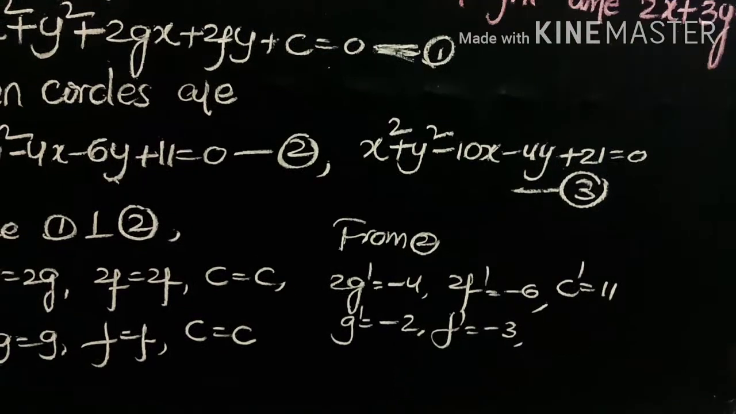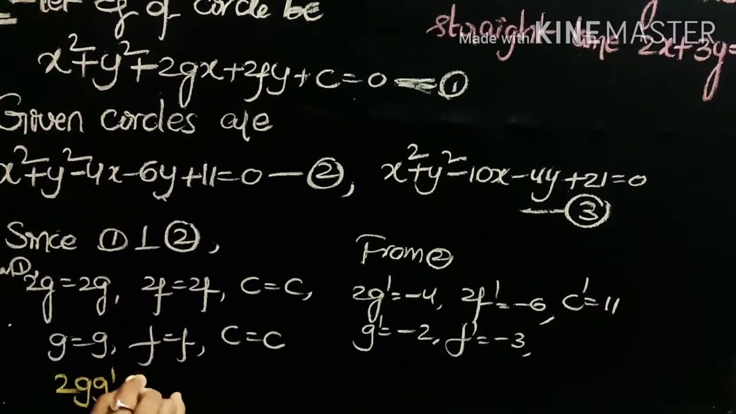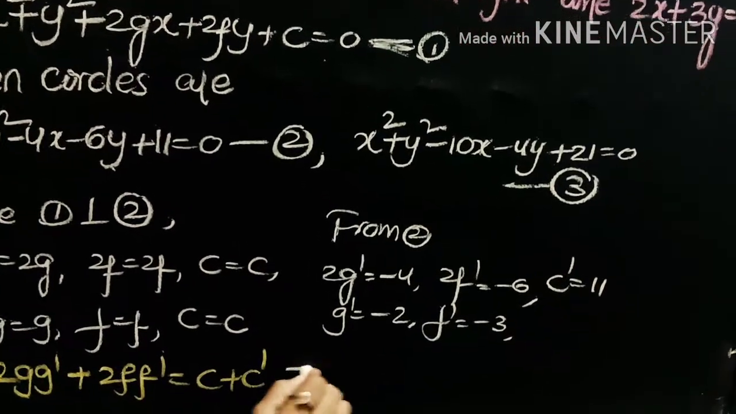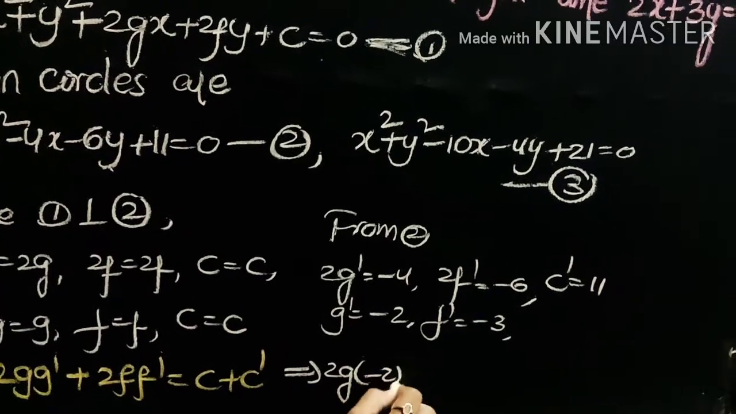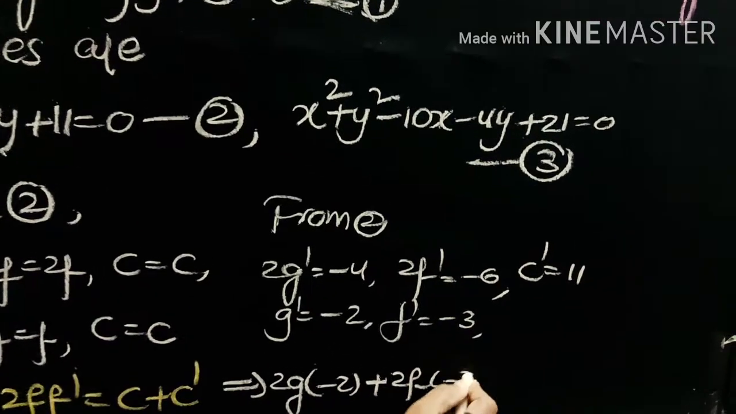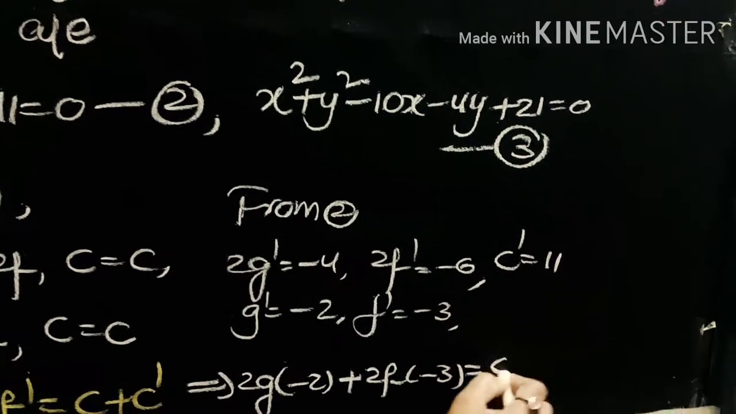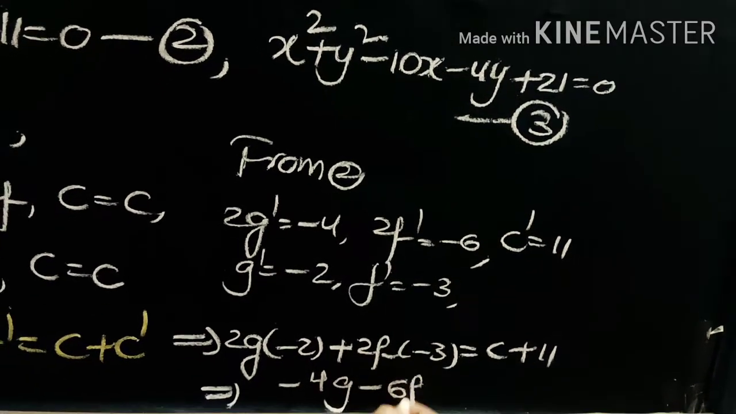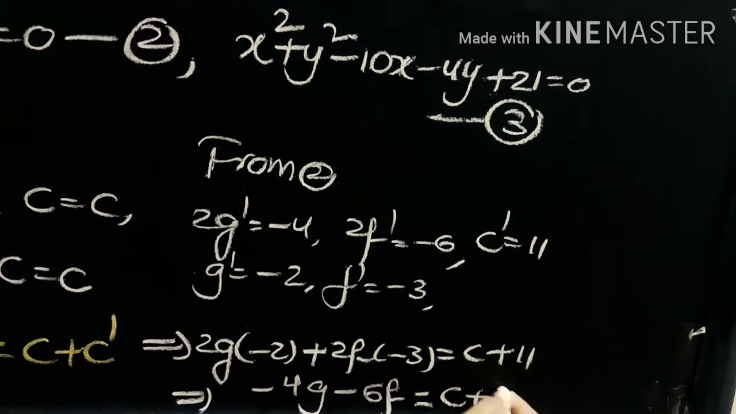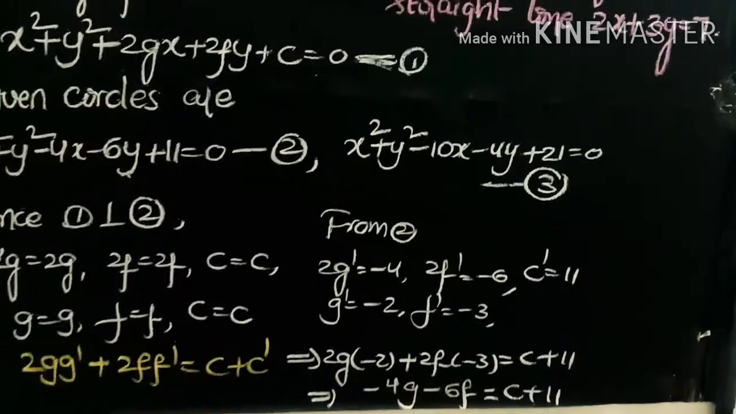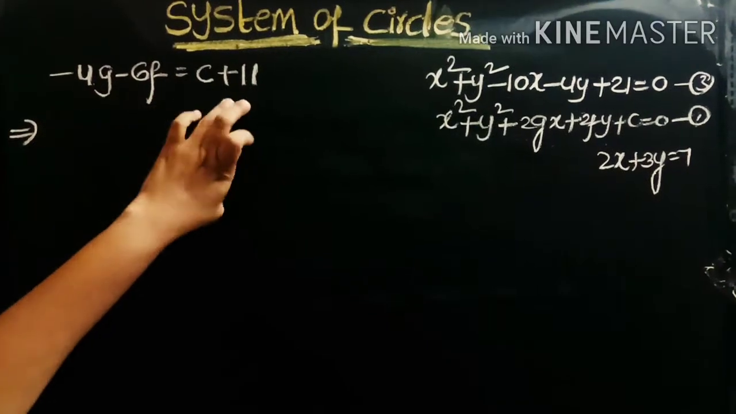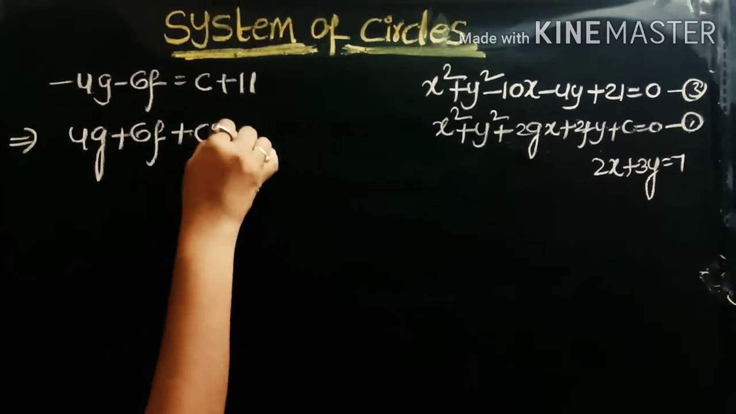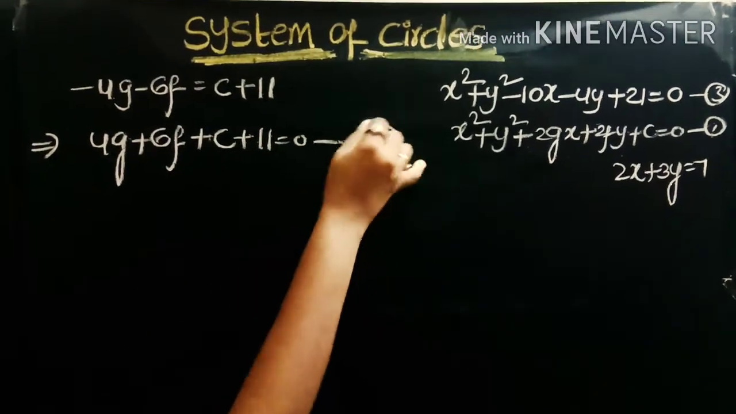Now replacing all these values in the orthogonal condition. Orthogonal condition is 2g g dash plus 2f f dash is equal to c plus c dash. That is, 2g into minus 2 plus 2f into minus 3 equals to c plus 11. That is, minus 4g minus 6f equals to c plus 11. Taking the negative terms to that side, that becomes 4g plus 6f plus c plus 11 equals to 0, which is taken as the fourth equation.